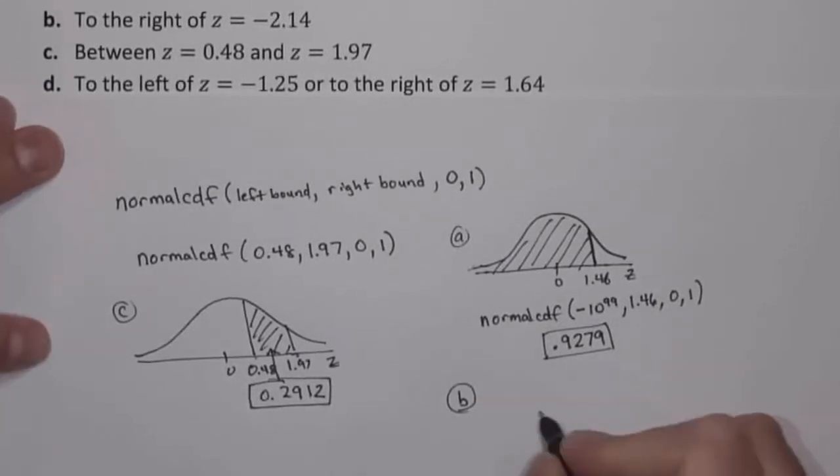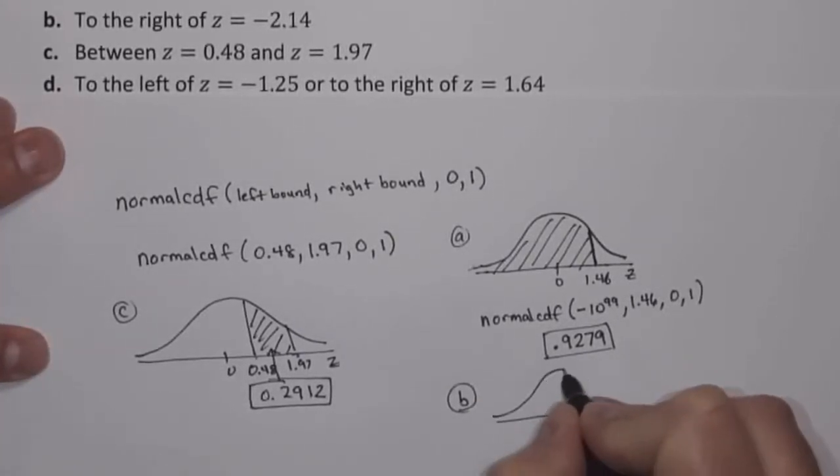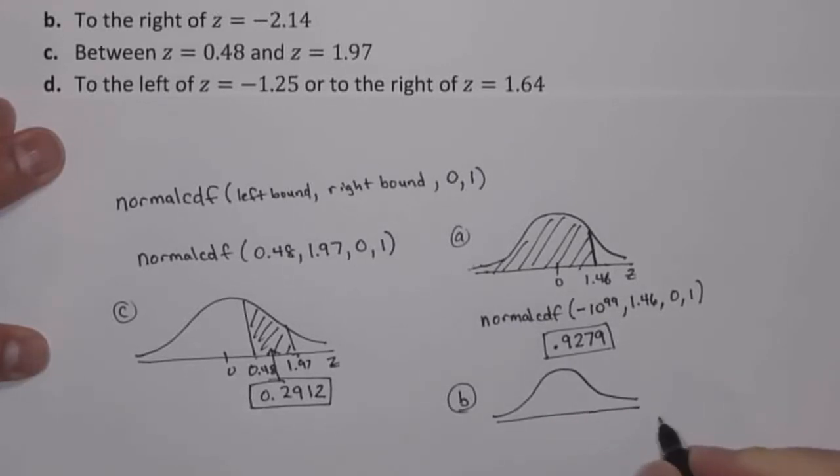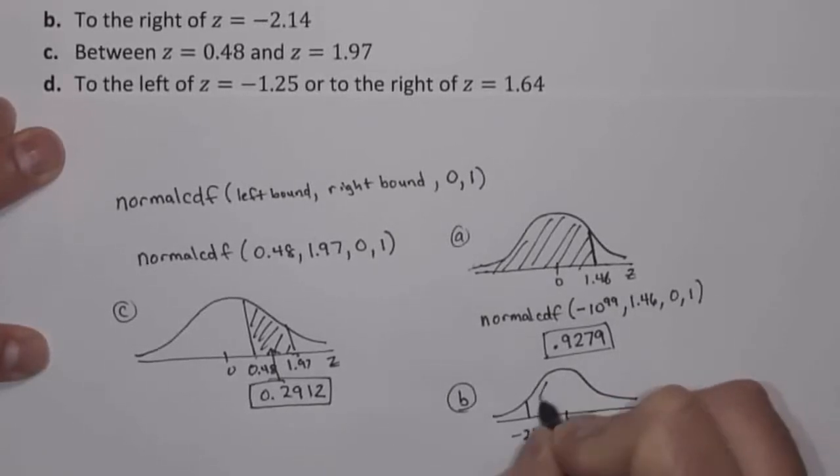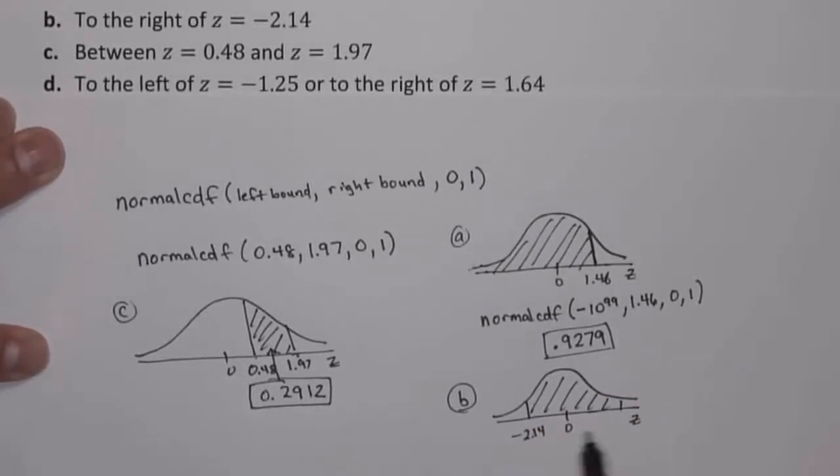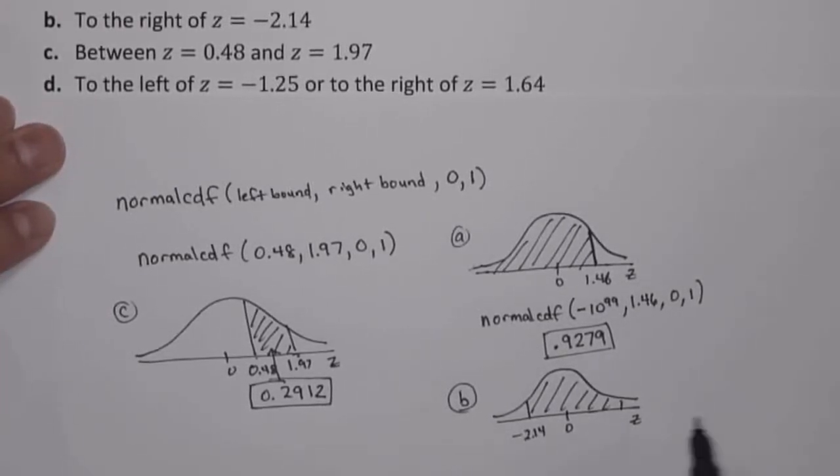Okay, so part B, we want to find the area to the right of negative 2.14. So negative 2.14 is here. We're looking for this area. Well, in this case, we don't have a right bound. We have a left bound, but we don't have a right bound. So we're going to do the same kind of thing.